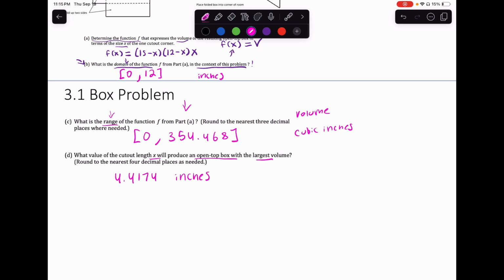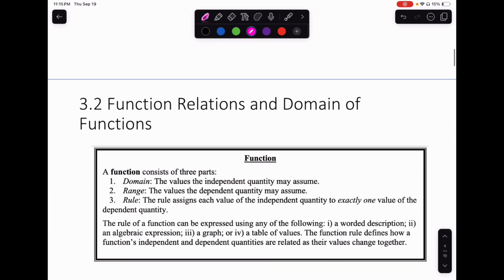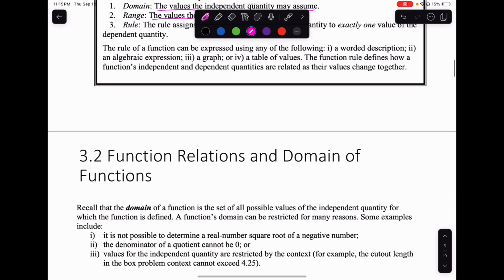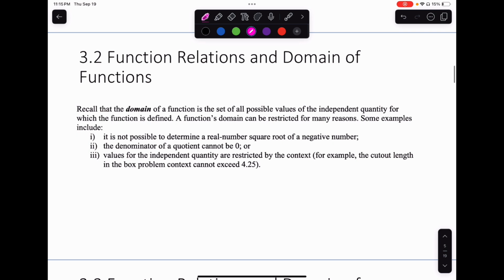So now we're going to get into 3.2, where we go a little bit deeper into domain of our functions. Just to clarify, domain would be the values the independent quantity may assume, and range is the values that the dependent quantity may assume. One of the key things for domain was this description from your workbooks that I really liked. This helps us when we're dealing with domain questions that are not in context problems.